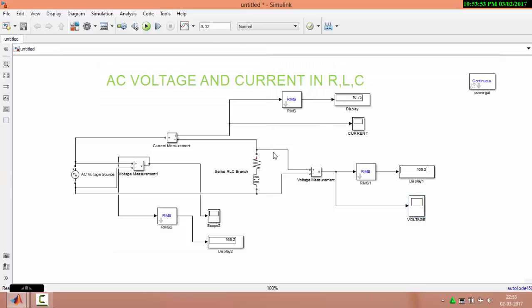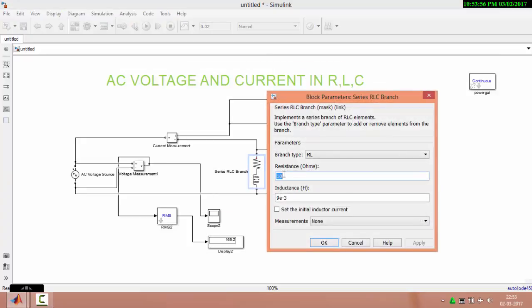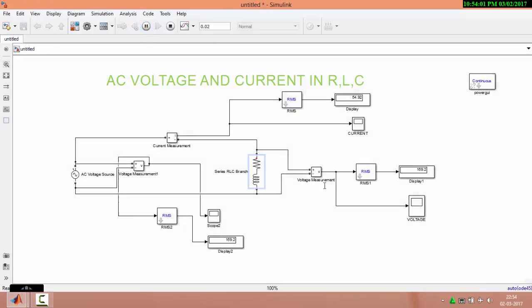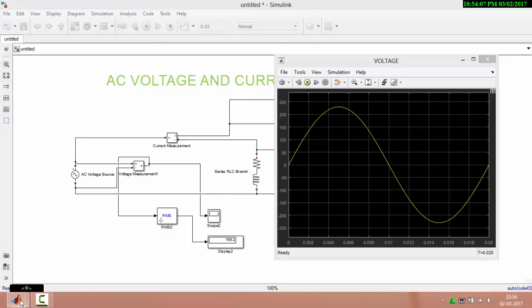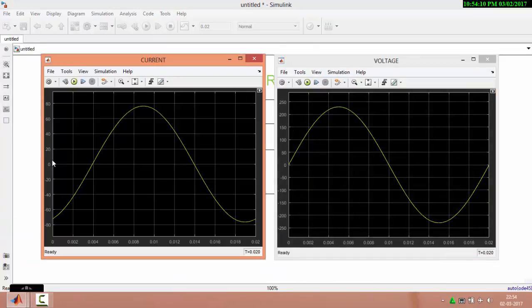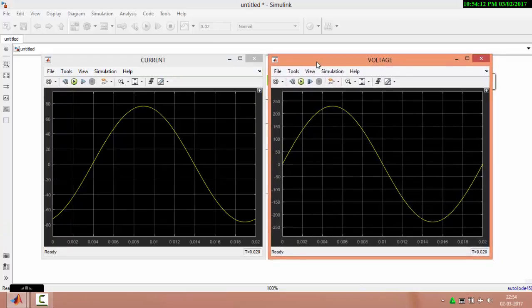Now let us reduce your R value further to 1 and simulate your circuit. Let us see what will happen to the voltage and current waveform. Now you can see that as the R value is very minimum, the inductor is the dominant factor here and hence the lagging is greater, and the angular difference between voltage and current waveform will be high.